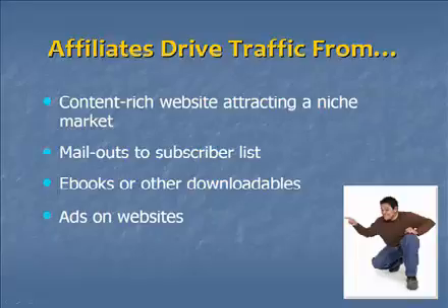I'm trying to generate from the original traffic that came to my content-rich website. I'm also generating traffic from the mailouts that I had or my subscriber list by sending them information in the email. And then I'm also doing it with things like ebooks or other downloadables. Again, where I offer them something for free in exchange for their email address, I'm again including those affiliate links. Now, of course, you don't want to overdo it. You don't want to bombard your audience. But these are all the different unique ways that you can think about how you can drive traffic as an affiliate.